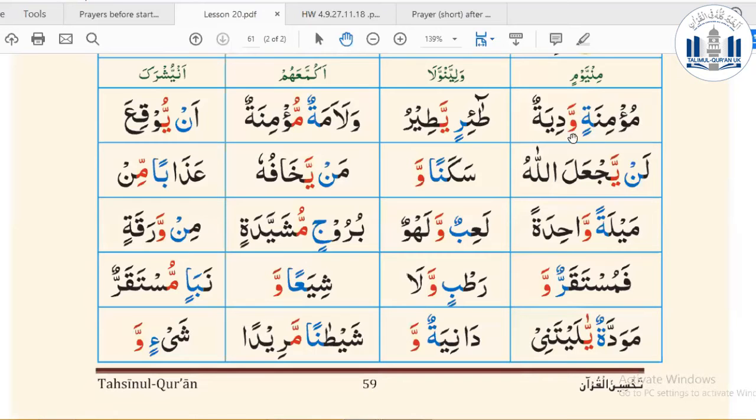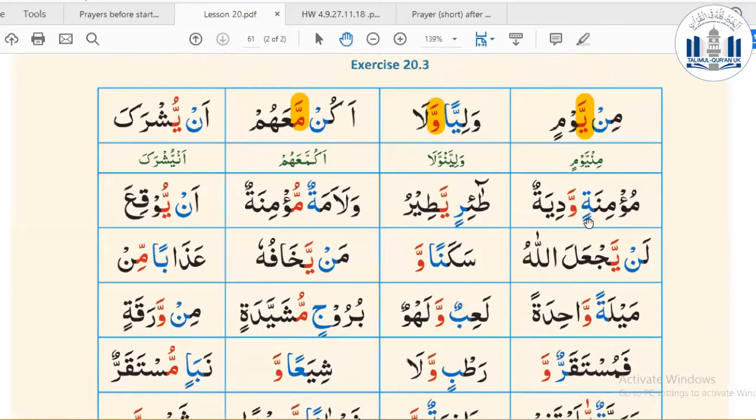Now over here in the blue, you have a ta. And what does it have underneath it? What's the sign called? Can you remember? It's a tanween, isn't it? It's a kasratan, which is a type of tanween. So the ta has a tanween underneath it. And what is it followed by? What kind of a letter is this? Waw mushaddad. Excellent. Well done.